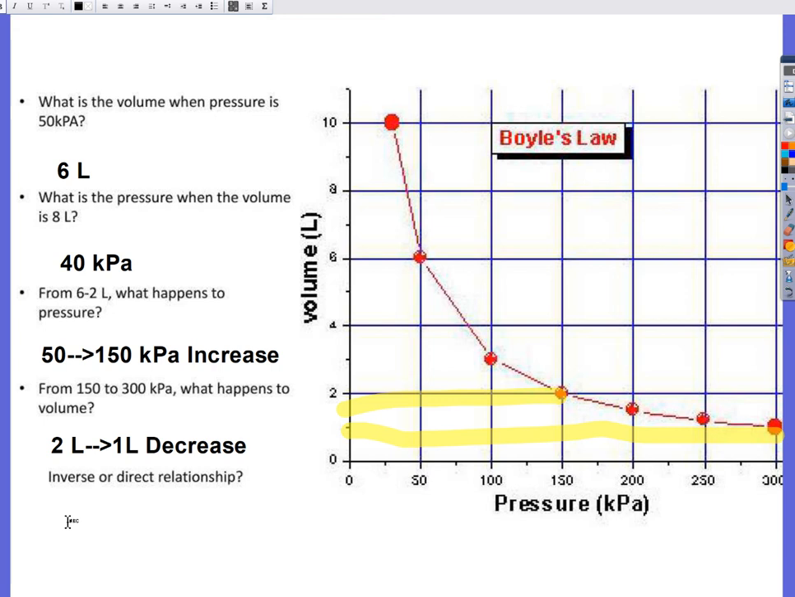The first one I would do is to look at your graph. Is it going up or is it going down? If it's going down, that tells you it is an inverse, meaning opposite. Your other way to know is by looking at your questions that you answered. The first one I said from 6 to 2 liters. From 6 to 2 is a decrease, but when you answered what happened to pressure, your number increased. So one decreased, one increased. It also tells you that it's opposite.